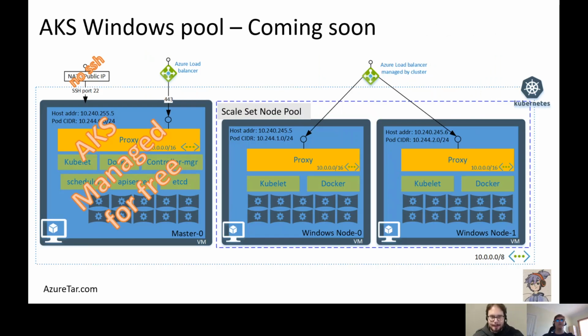How does that work with Kubernetes? If it's a Windows pool, that example is two Windows nodes. We have a node pool with two nodes. We have a load balancer that's sending traffic. That could be an application load balancer. And that's how it works on Kubernetes.